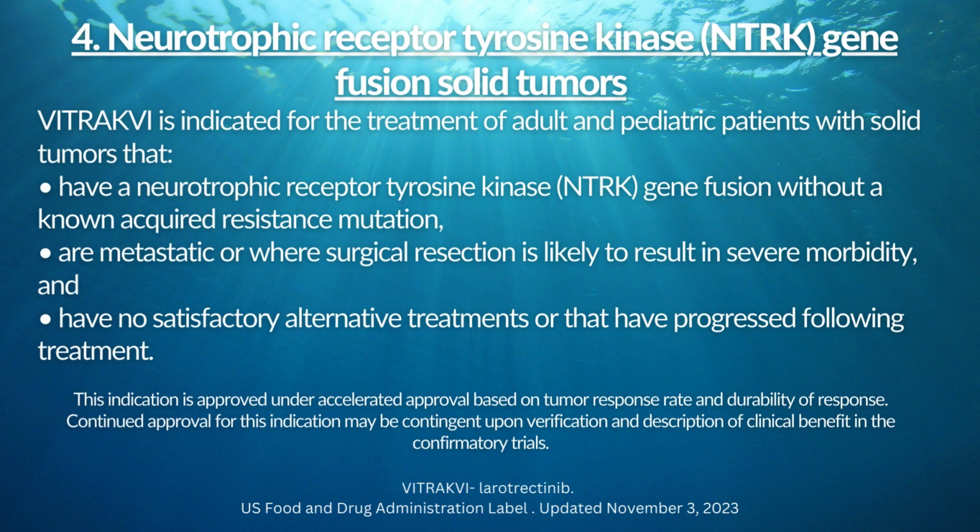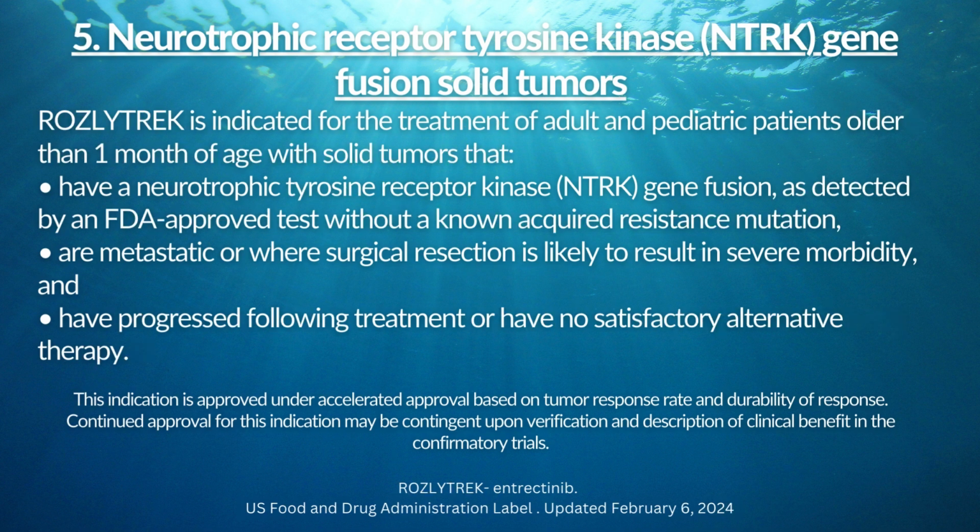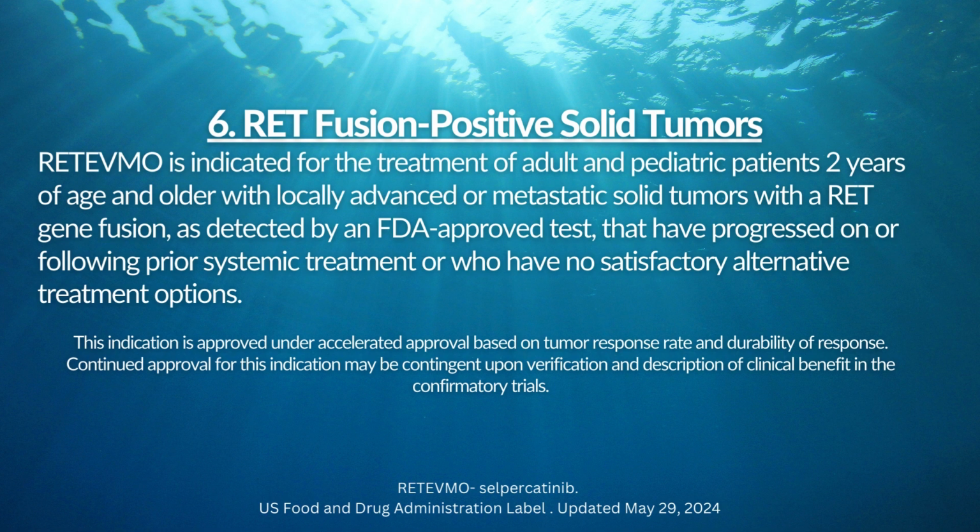Another molecular abnormality is NTRK gene fusions in solid tumors. In this case, larotrectinib, also known as Vitrakvi, can be used for these types of cancers. The same goes for entrectinib, which can be used for people that have NTRK gene fusion solid tumors. Now we move on to another fusion, which is RET fusions. Once again, RET fusions are on the list of FDA approvals, in this case for selpercatinib. Selpercatinib can be used in these patients.